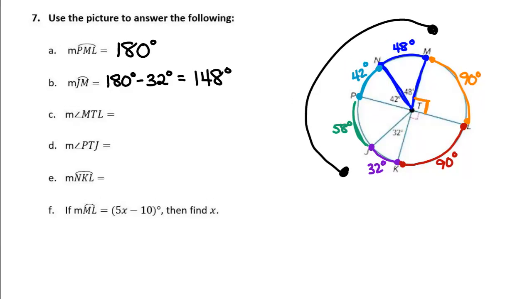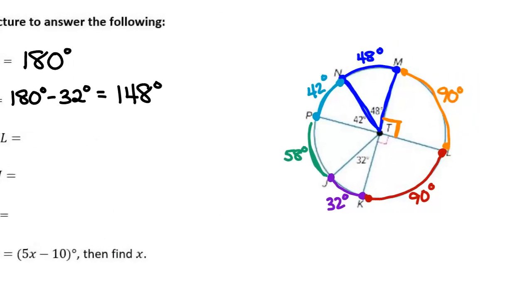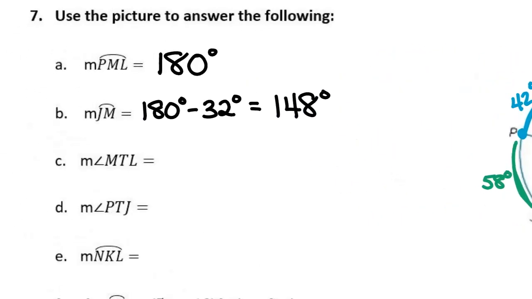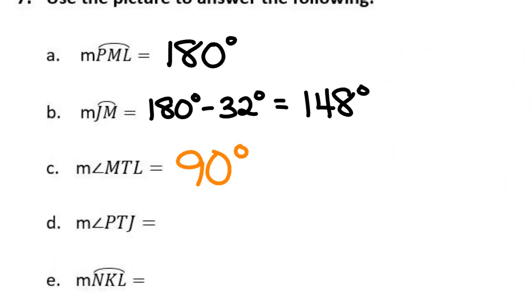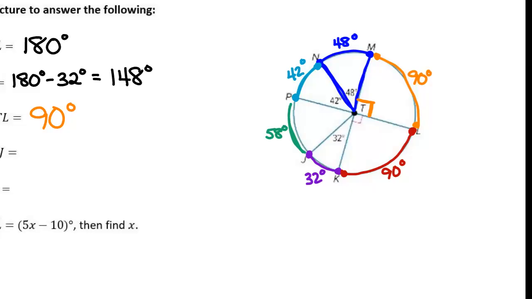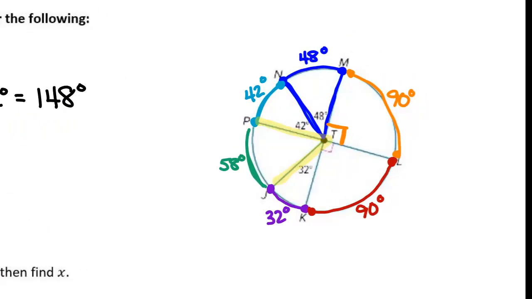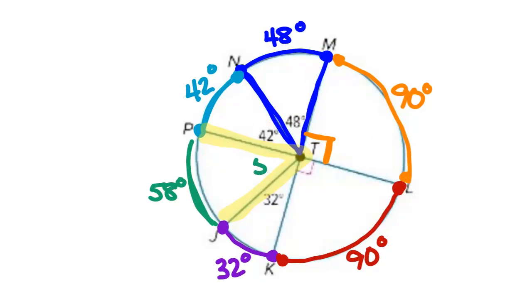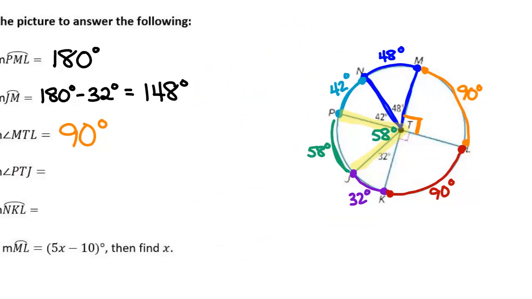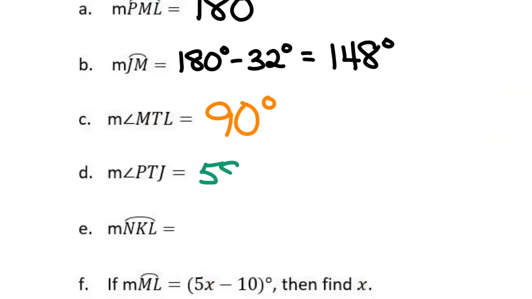Are they asking me for an arc on part C? No, now I want an angle. Angle MTL. M to T to L. How big is that angle? 90. All right, and then they ask me for another angle, PTJ. 58. We didn't write it in there, but that's how big the arc is. And this is a central angle, so 58 degrees.